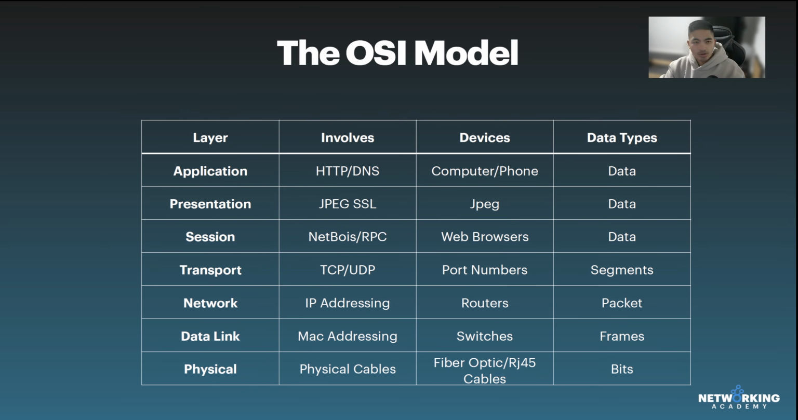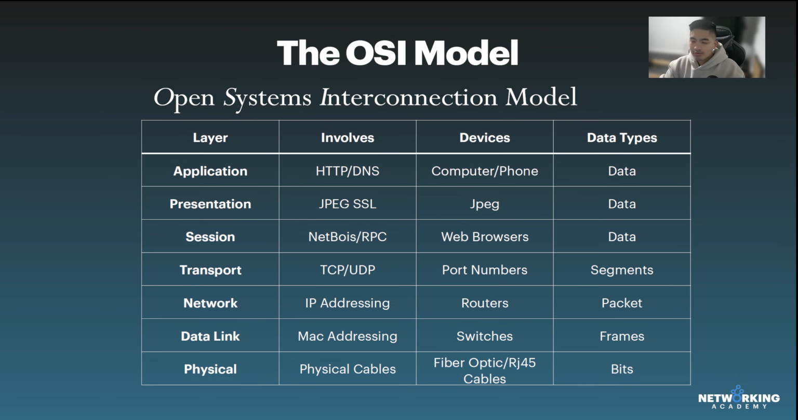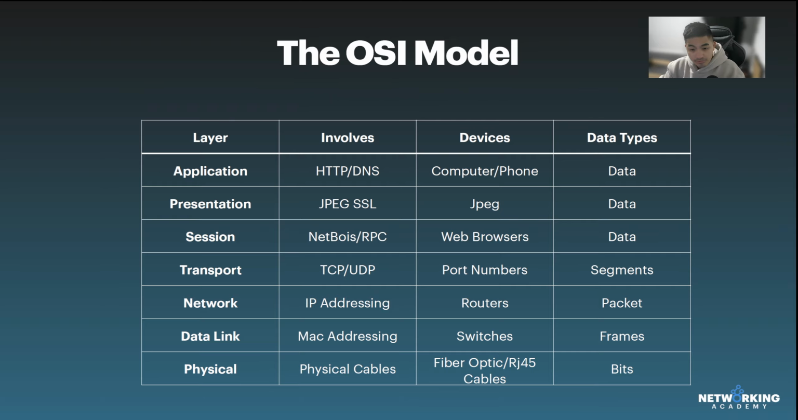And so, as you can see here, the OSI model. OSI means Open System Interconnection Model. It's a 7-layer framework used to understand how data moves across a network. It's mainly used for learning and troubleshooting because it breaks networking into clear, structured layers. So let's build it from the bottom.